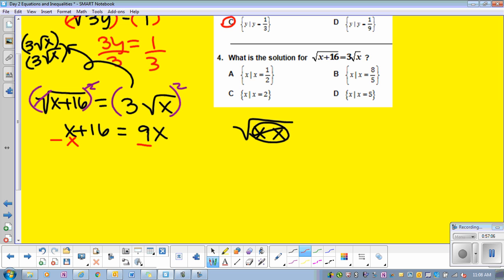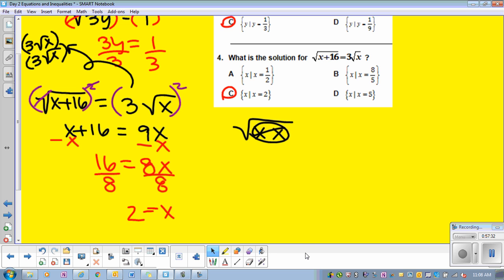So minus the x, get your x's together, and you have 16 equals 8x. Now what? You divide by 8. So x equals 16 divided by 8, 2. Good. So C. Alright?